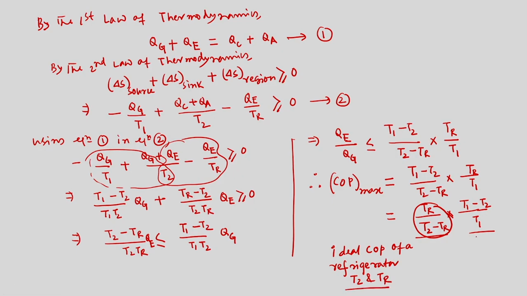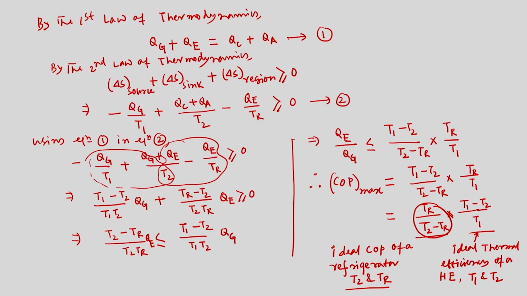Okay. And what is this? This is the ideal thermal efficiency of a heat engine. I will write HE, which indicates heat engine, working between T1 and T2, right. So, what have we evaluated?